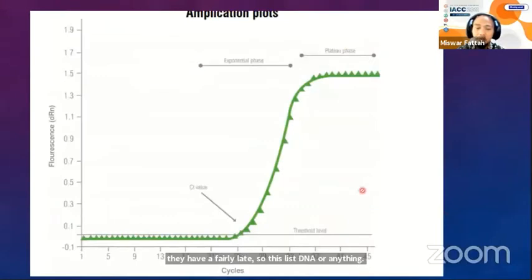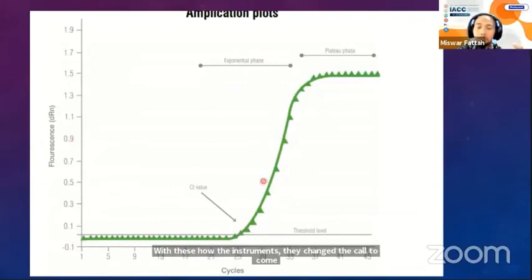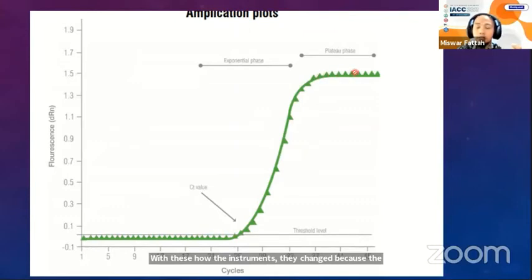And we need to know how the instruments change this, because from the raw data they make a mathematical simulation to make this curve smoother. And we need to define, or the producer of the reagents defines, the thresholds. If it is a closed system, the producer defines it. If it is an open system, we need to define it by ourselves and validate it.